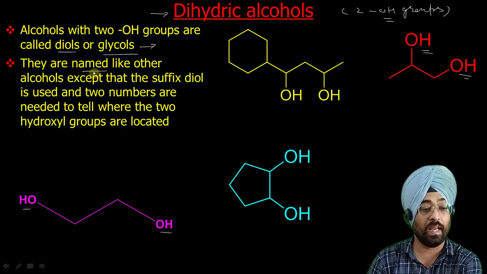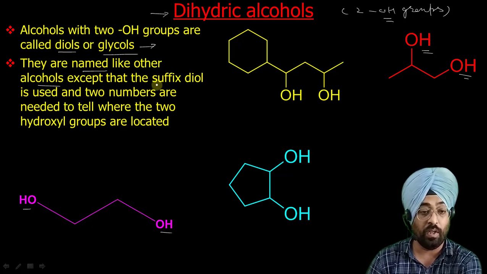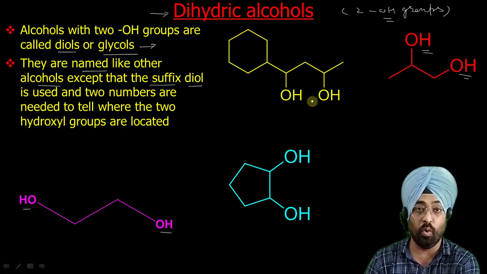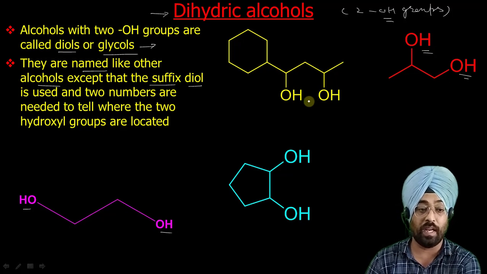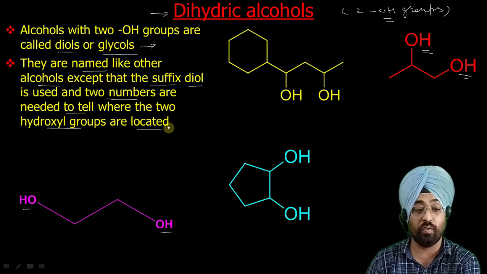They are named like other alcohols, so their nomenclature is exactly like alcohols, but now we have to use the suffix diol. Why di? Because we have two alcohol groups. For one alcohol we use ol, now we have two, so we will use diol. And we also have to specify the numbers indicating their locant position, so where these hydroxy groups are located, that also we have to tell.